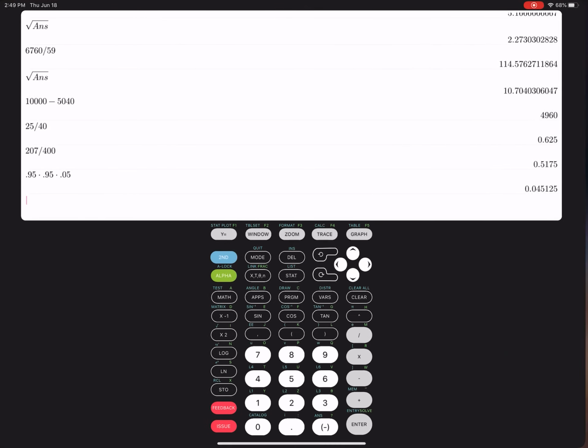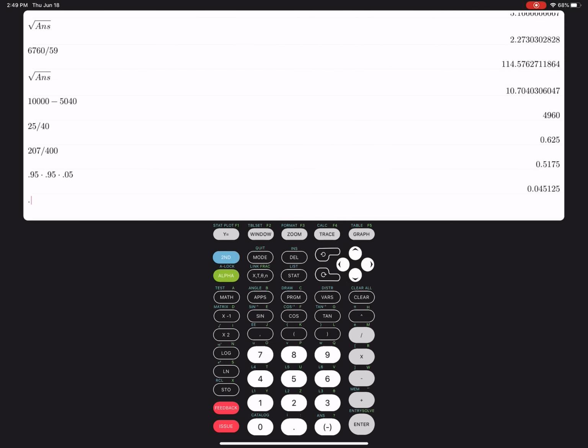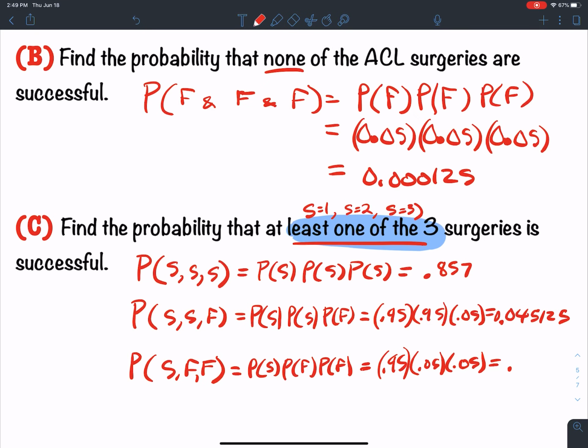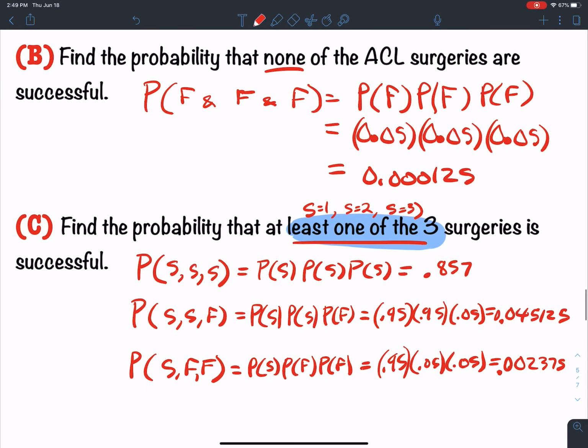And let me make sure that was right. Oh, yeah. All right. And then this one here, probability of success times probability of failure times probability of failure is 0.95 times 0.05 times 0.05. That's 0.002375. So 2 zeros and then 2375.